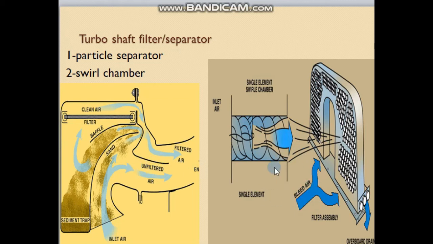Now we will talk about the second one, called the swirl chamber. In a swirl chamber we have so many filters in these hollows, so the air will go in from this area and the filtered air will go out from the other side to the compressor of the engine.